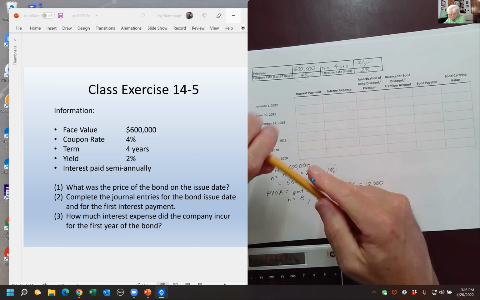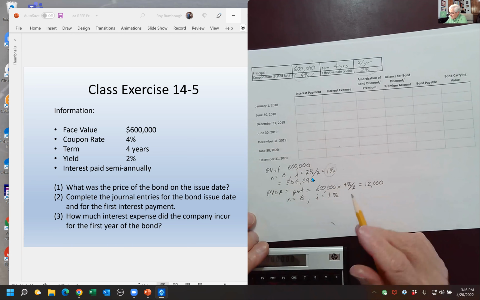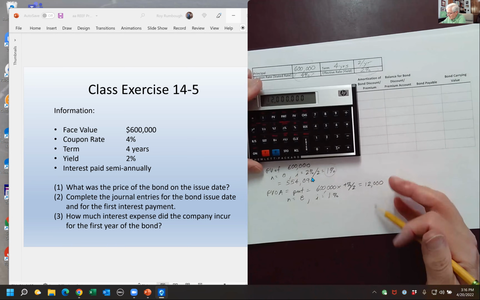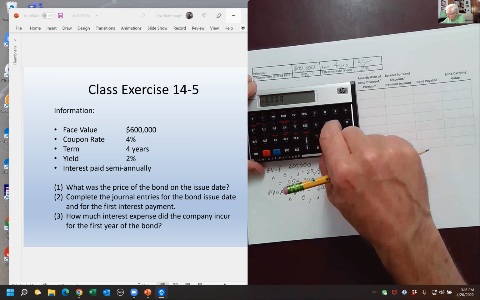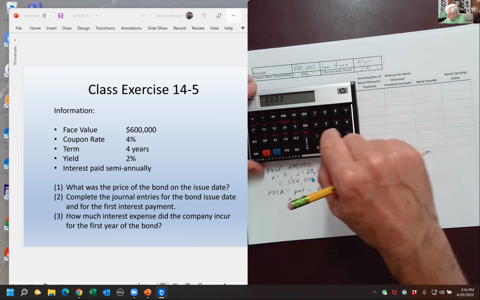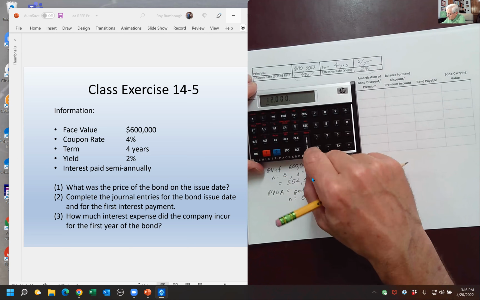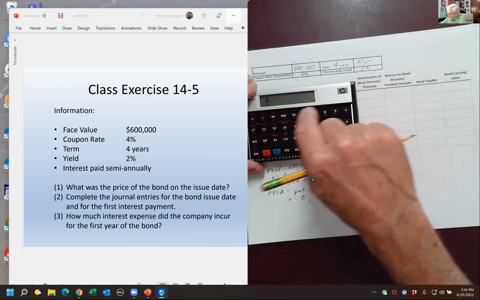Now I would have had the wrong answer on my calculator there. 2% divided by 2, and N equals 8. All right, let's go do that now. Good thing I checked that out. Clear everything out. 12,000 payment. N equal 8.